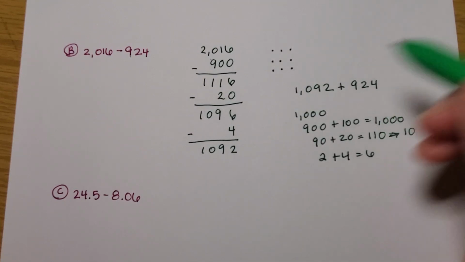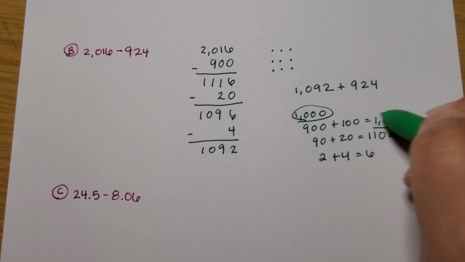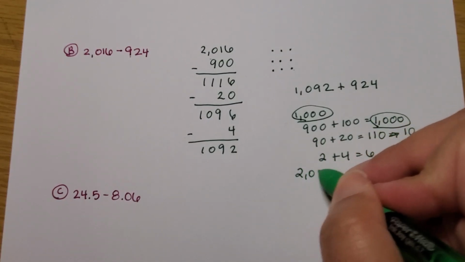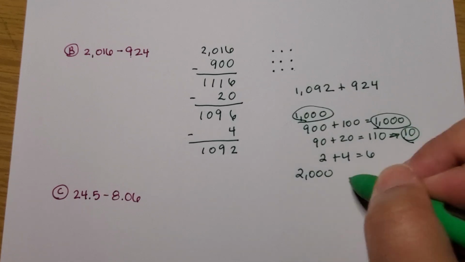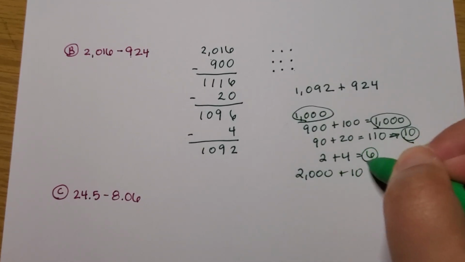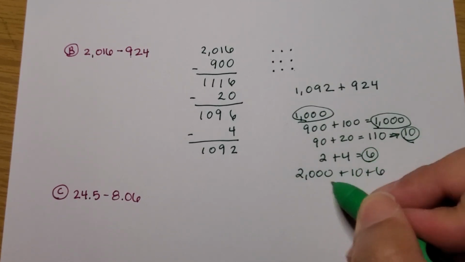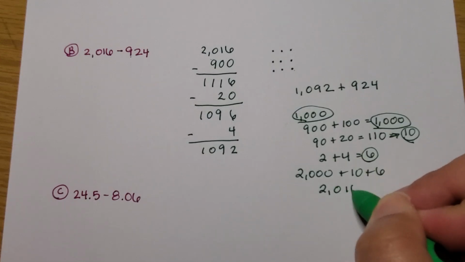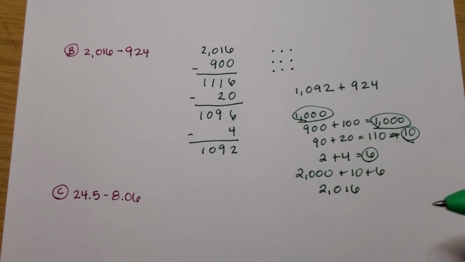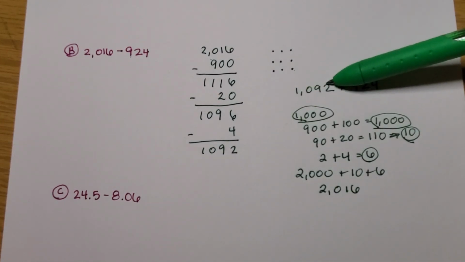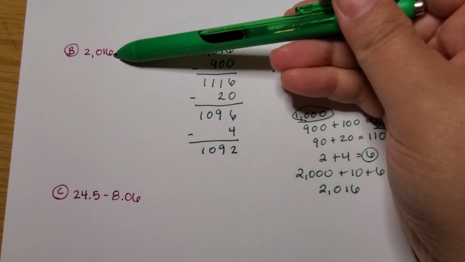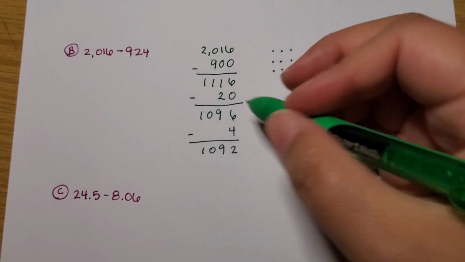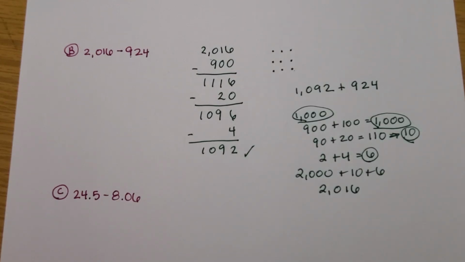So if I add together what I've got, 1,000 and 1,000 makes 2,000. No more hundreds, a 10 and a 6, which gives me 2,016. So when I add my answer to what I subtracted, I get back where we started. So that means the 1092 is correct.